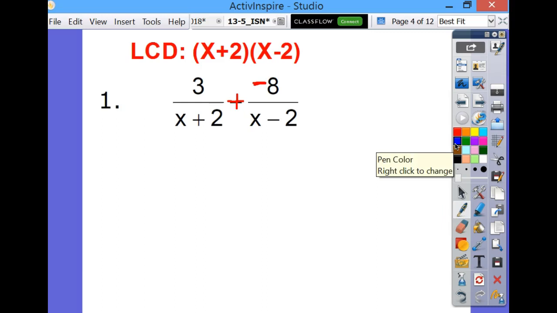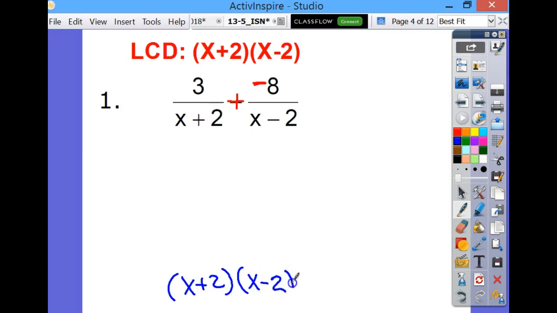For adding problems, we need to find a common denominator. X plus 2, x minus 2 is going to be the common denominator. It doesn't have anything that overlaps. This is where the red pen will help you out. What am I going to multiply this denominator by so it's going to equal the common denominator? What am I going to multiply this denominator so it will equal the common denominator?